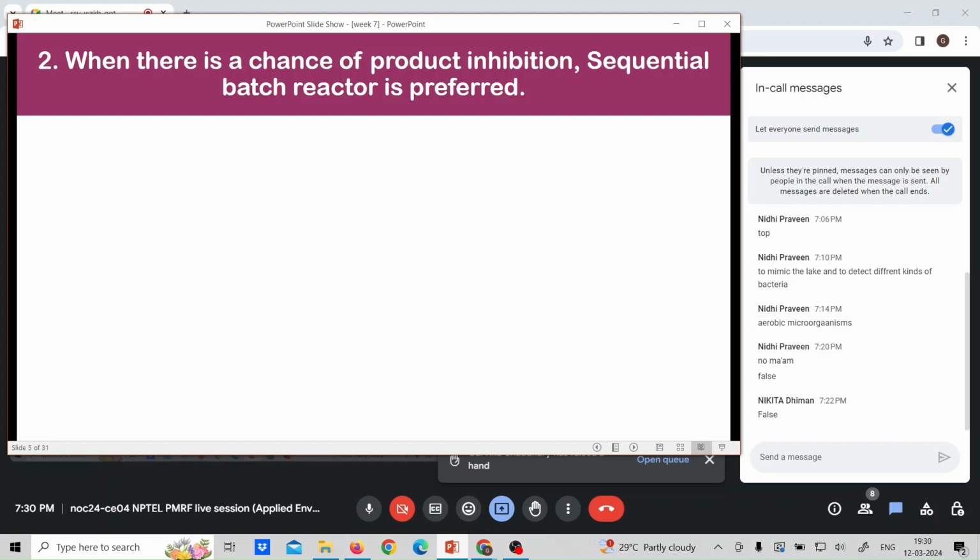Okay, as two people have answered, it's false. Why false? Because mine is a batch reactor, so I will not be removing any of my product, and all my product is going to stay in my reactor. If my product stays in my reactor beyond a particular concentration, it's going to inhibit my microorganism, and the process is going to be hindered. I will not get the efficiency or yield that I expected. That's why, when there is a chance of product inhibition, a sequential batch reactor will not be preferred.